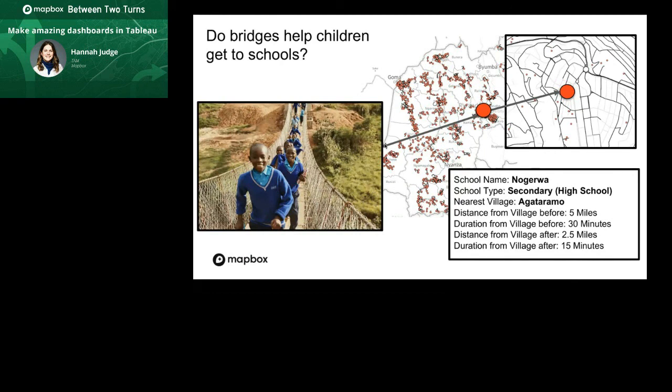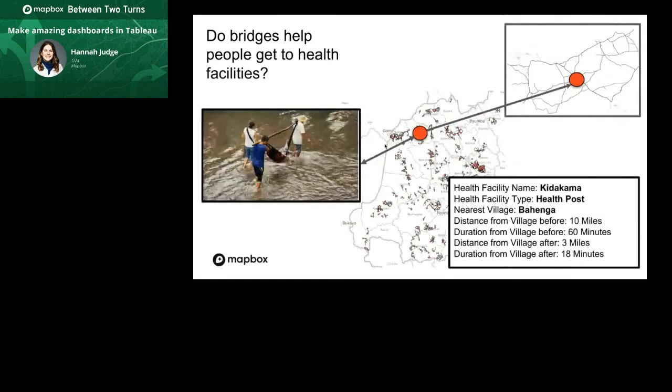And in the data breakdown, in the bottom right, you can see that the bridge helped cut the distance and duration from the village to the school in half, right? 30 minutes, now 15 minutes, making a big difference in the students' lives. And it's not only schools.